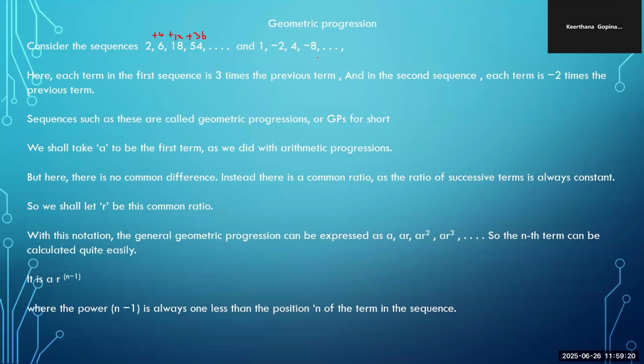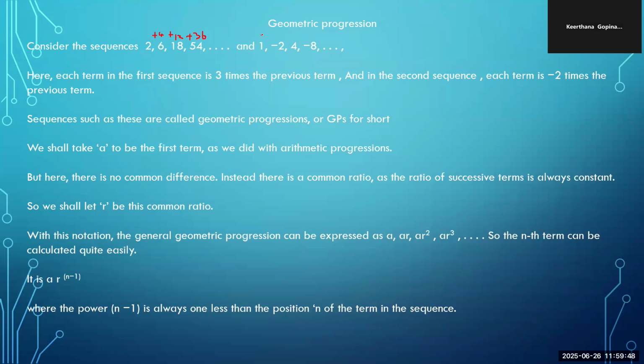Now, what is the definition of an arithmetic progression? In an arithmetic progression, the difference between two terms is constant. Correct? Here, the difference between two terms is varying: 4, 12, 36 and all that.